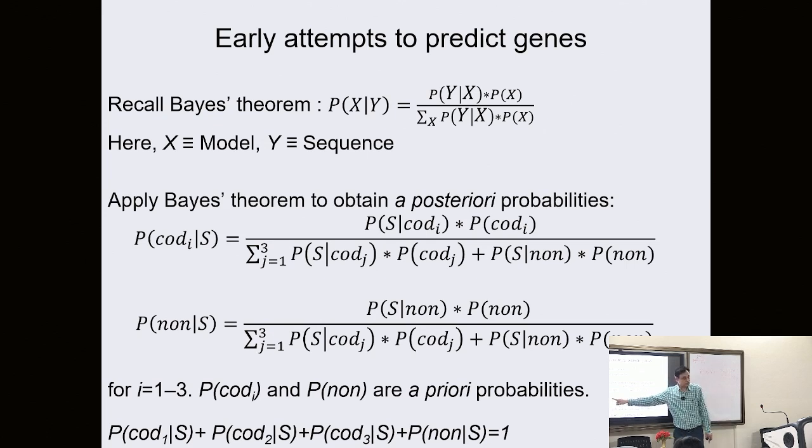So, I goes from 1 to 3, and then you add to that the probability of S given non-coding multiplied by the probability of non-coding, okay. So, in the denominator of this, how many terms would the total be? 3, sorry. When you expand this, you will have 3 terms and this would be the 4th. Add them up, this is the denominator, right?